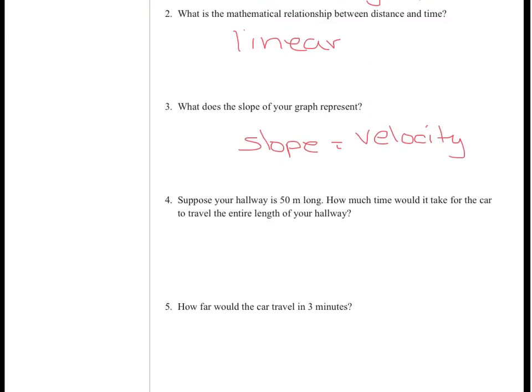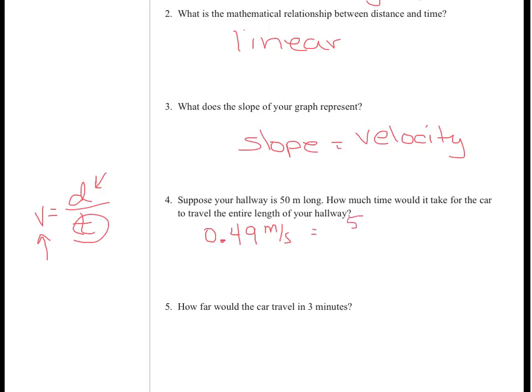Suppose your hallway is 50 meters long. How much time would it take for the car to travel the entire length of your hallway? Well, we're going to go back to that equation of V equals D over T. We know the distance is 50. We know our velocity. Now, everybody's is going to be different, of course. We know our velocity, and we're going to find time. So our velocity that we found earlier was 4.9 meters per second. We found that back in number 3 of the analysis questions.